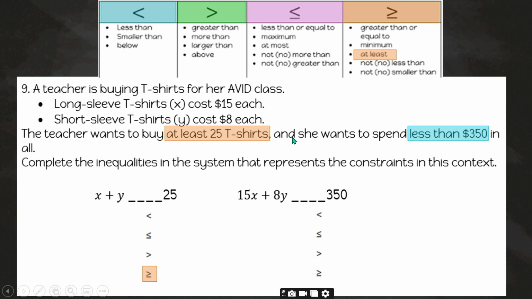The second part, she wants to spend less than $350. Well, less than is just like what it sounds. Less than is the less than symbol. So I'm going to use this symbol, less than, to represent 15x plus 8y is less than 350.